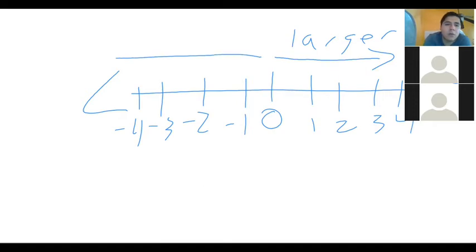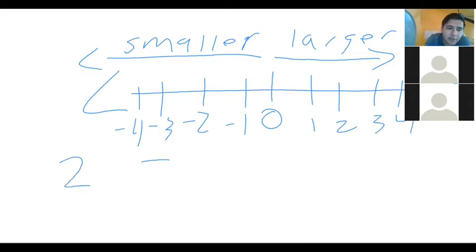So then what does that mean when we go to the left? They're getting smaller. And sometimes that can be a little confusing because if we look at, for example, obviously if we compare 2 and 7, which number is bigger?